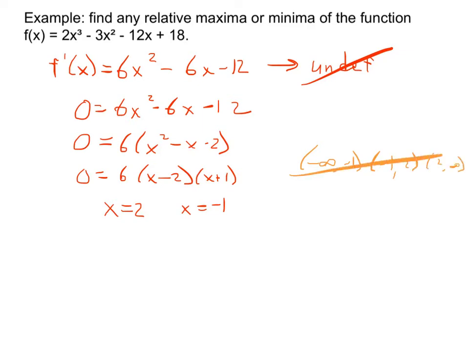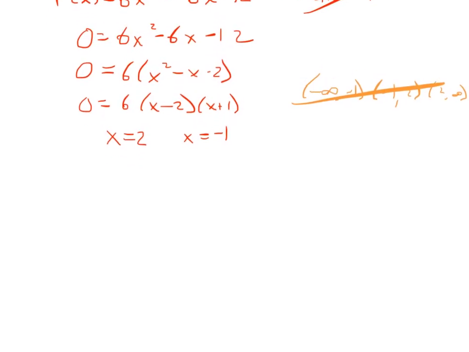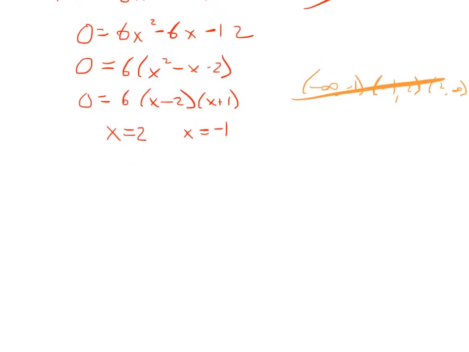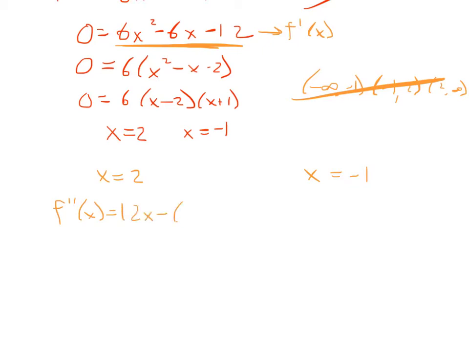But I'm not doing the first derivative test. I'm doing the second derivative test. And the way the second derivative test works is you take these values, you take x equals 2, and you take x equals negative 1, and we plug them into the second derivative. Now, you'll notice I don't actually have the second derivative. I need to write it down. This was my first derivative, right? This thing was f prime of x. So my second derivative, f double prime of x, is going to be 12x minus 6.